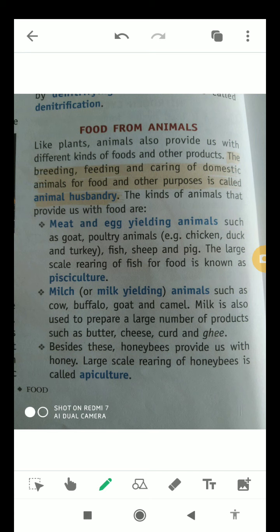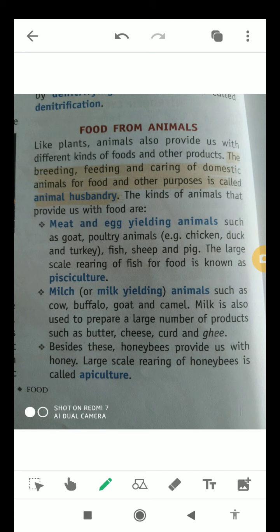Like plants, animals also provide us with different kinds of food and food products. Okay, students? So animals are very important as compared to the plants, and both are also important. The breeding, feeding and caring of domestic animals for food and other purposes is called animal husbandry. The kinds of animals that provide us with food are, first, meat and egg yielding animals such as goat, poultry animals such as chicken, duck and turkey, fish, sheep and pig also.